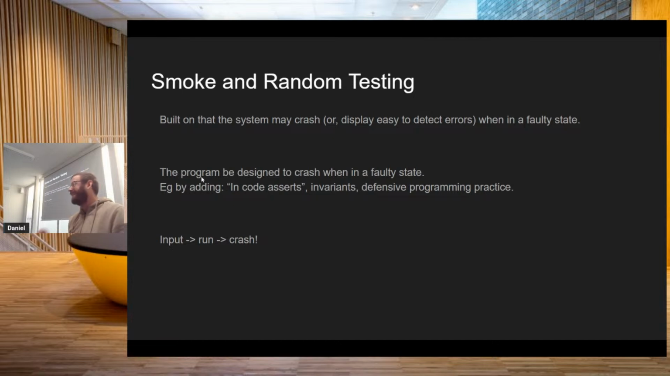So we can decide our program to crash. For instance, that we add in-code asserts, invariants, or defensive programming practices. So we do some input, we run the program, and we hope that it crashes.